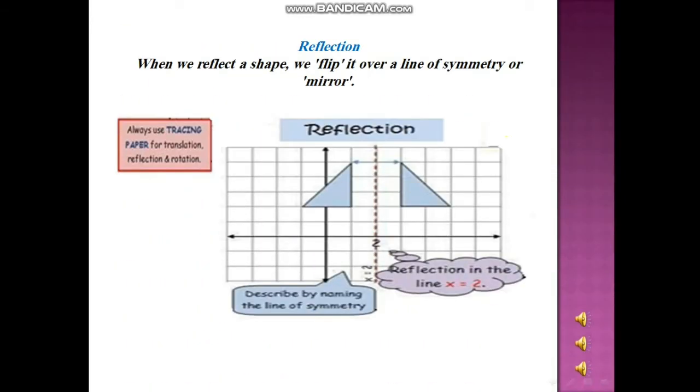In reflection, we will reflect or flip a shape over a line of symmetry or mirror line. The dashed line is the symmetry line or the mirror line, and the name of this dashed line is x equals 2. And you notice that the two triangles have the same distance from the symmetry line, and they have exactly the same size. We always use tracing paper for translation, reflection, and rotation.